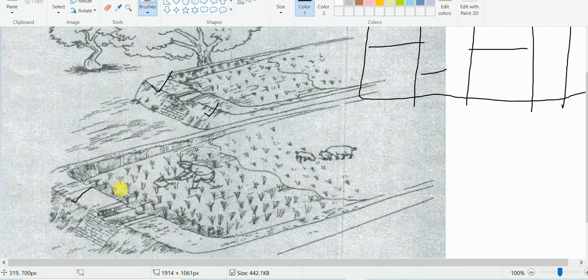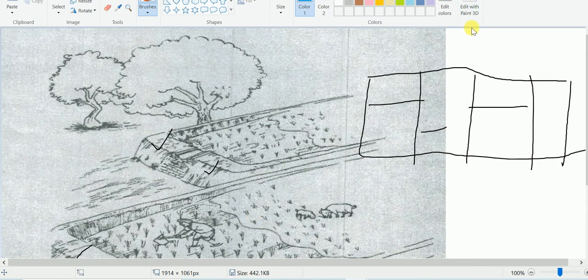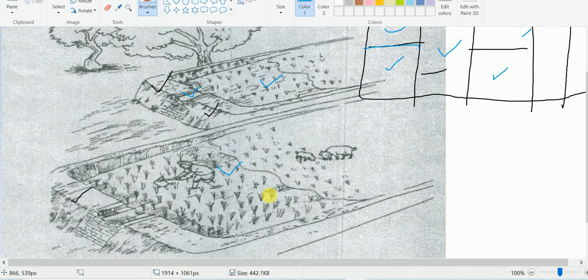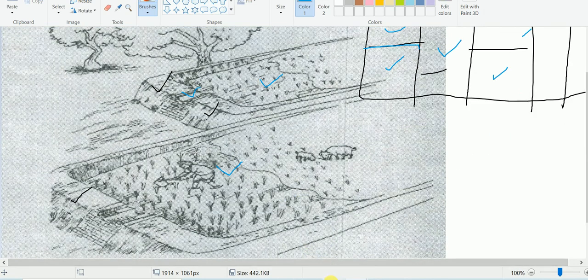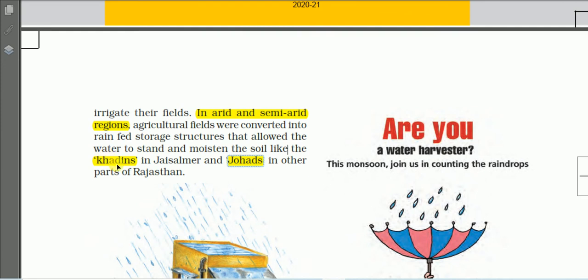When there is rainfall, rainwater will be stored here in these areas, surrounded by bunds, as you see here. It will be allowed to stay here for a long time so that it can be absorbed by the soil, and after that we can use it for growing the crops. And this method is known as what? Khadin. This technique of rainwater harvesting is known as Khadin.